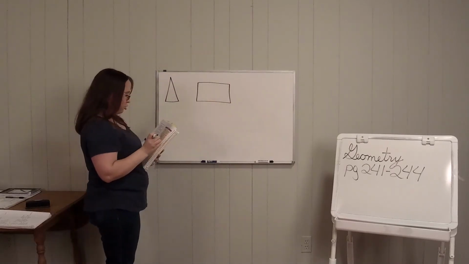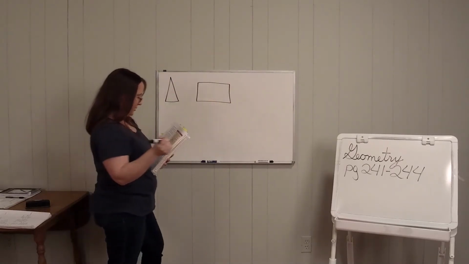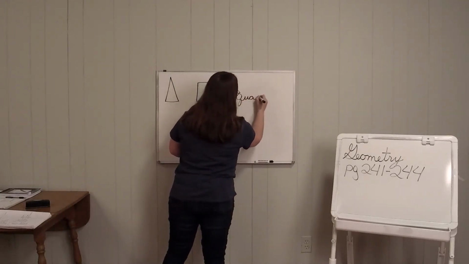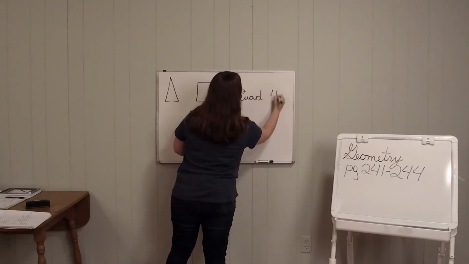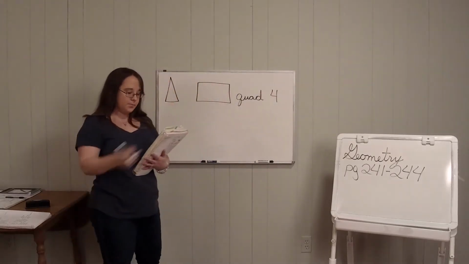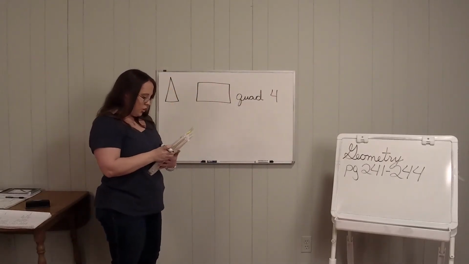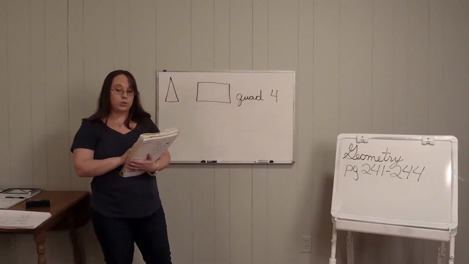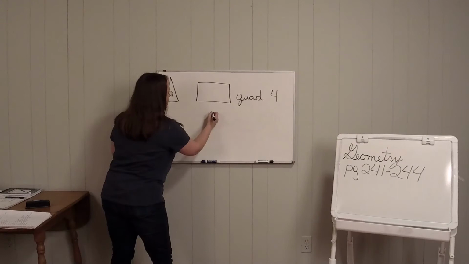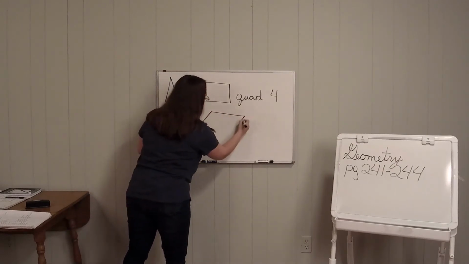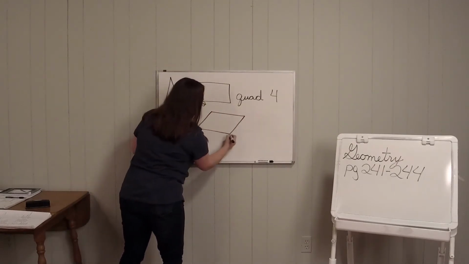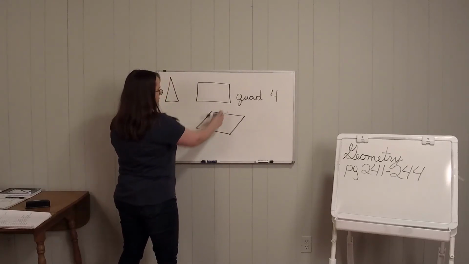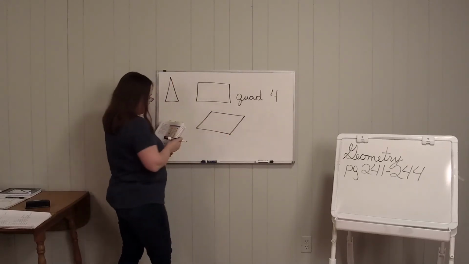Then you have a quadrilateral, which is a polygon with 4 sides. The word quad means 4 sides. You have a parallelogram, a quadrilateral having opposite sides which are parallel. There's your parallel. Here's your 2 parallel lines. They're parallel lines.